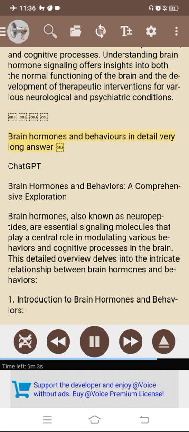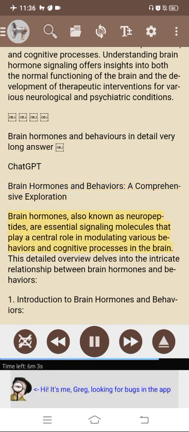Brain hormones and behaviors in detail. Very long answer. ChatGPT. Brain hormones and behaviors. A comprehensive exploration. Brain hormones, also known as neuropeptides, are essential signaling molecules that play a central role in modulating various behaviors and cognitive processes in the brain. This detailed overview delves into the intricate relationship between brain hormones and behaviors.